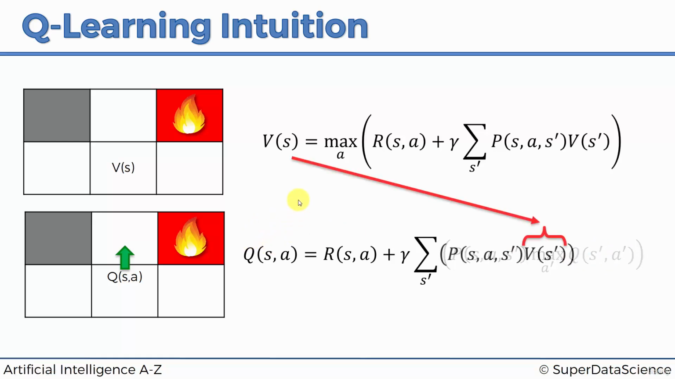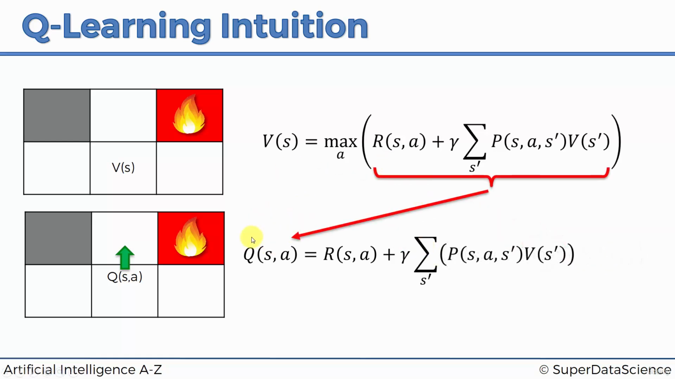So now, as you can see, let's go through that again. As from what we derived, just through logic and intuition, we can see that V of S and Q of S and A are actually linked.